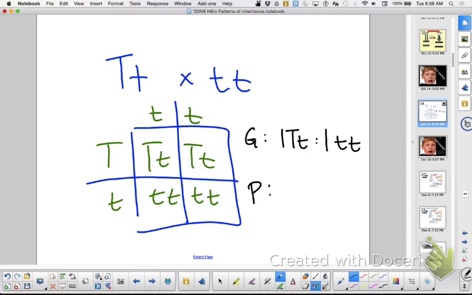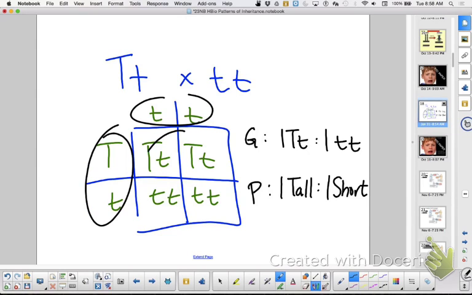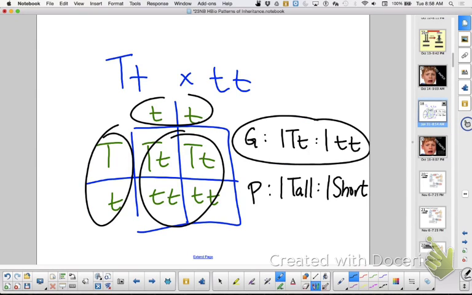Phenotype, how would I write that? How many different phenotypes are there? One tall to one short. Don't have any naked ratios, no naked numbers. Make sure to always describe it. Tell your bio buddy, if the Punnett square was 1, 2, 3 points, and this was your 4th point, and this was your 5th point, what would you have earned if that was a quiz? I didn't simplify, so I would have lost a point. Okay, so we'll be better on it from here on out.